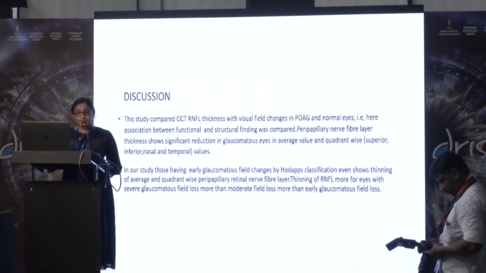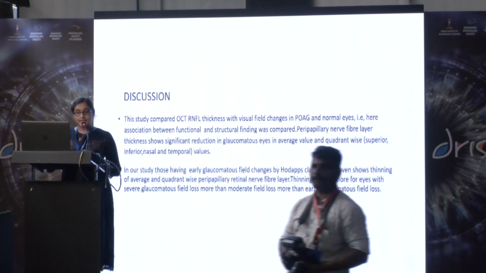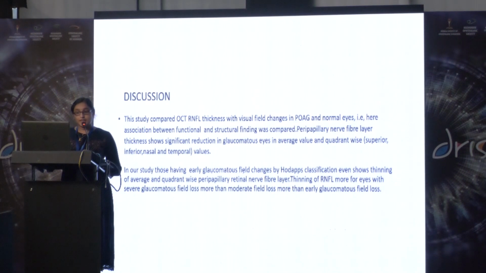Discussion. This study compared OCT RNFL thickness with visual field changes in POAG and normal eyes. That is, here the association between functional and structural findings was compared. Peripapillary nerve fiber layer thickness shows significant reduction in glaucomatous eyes in average and quadrant-wise values.